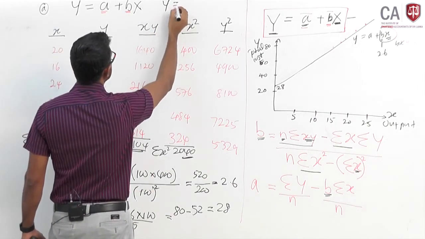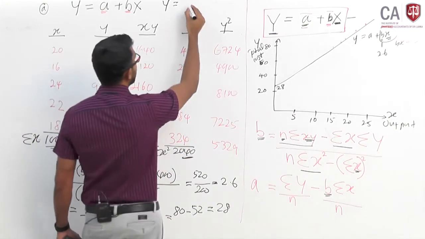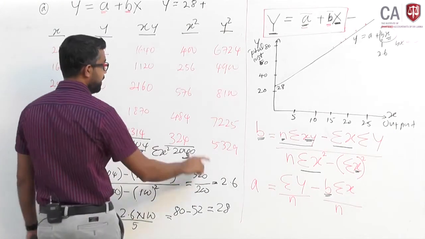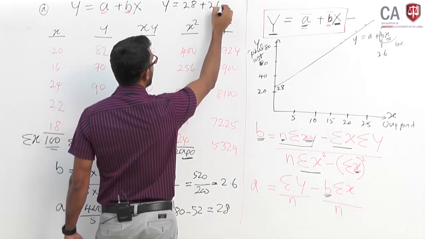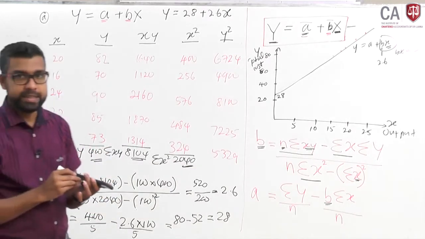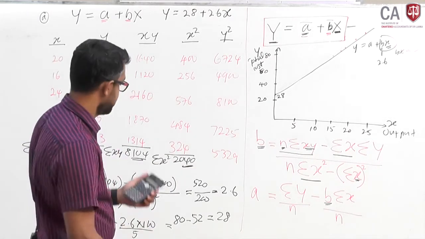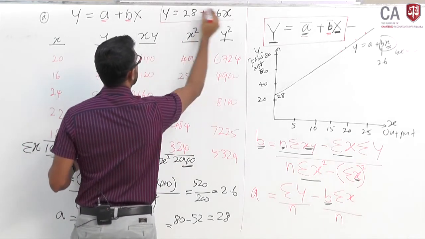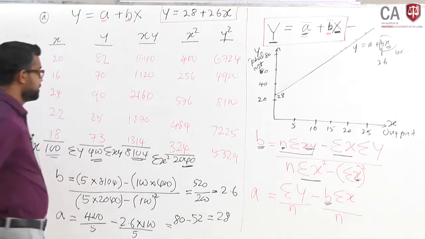Y equals a, you know, 28, plus b, which you have also calculated as 2.6, into x. So this is the equation.